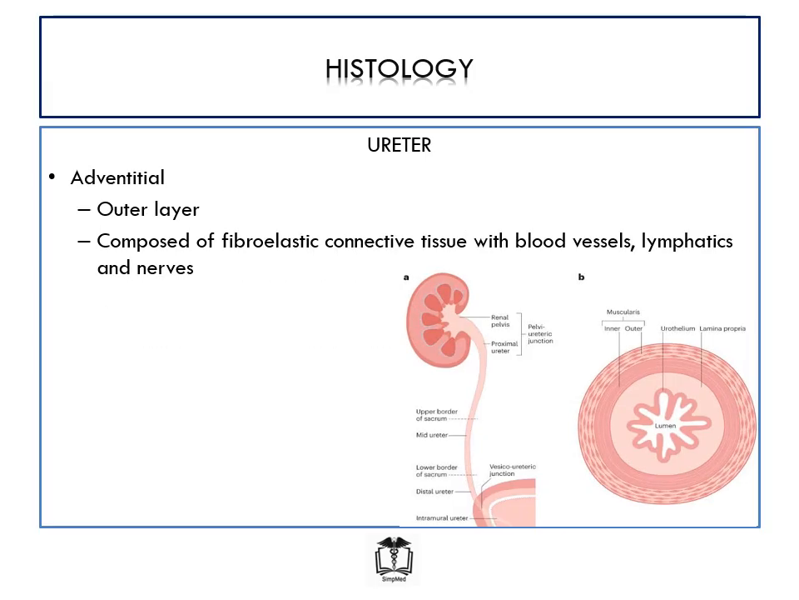The final layer of the ureter is the adventitia layer. It's the outermost layer composed of fibroelastic connective tissue and also contains a number of blood vessels, lymphatics, and nerves involved in the day-to-day action of the ureter.